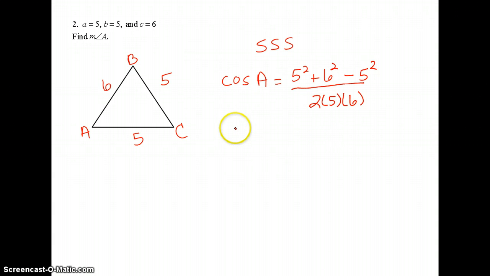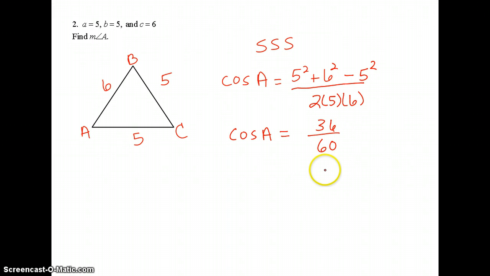Now it works best if you just go ahead and write that as a fraction, not even worrying about simplifying it, but just doing 5 squared plus 6 squared minus 5 squared. And of course, you're going to end up with 36. And then 2 times 5 is 10, times 6 is 60. So I end up with 36 over 60.